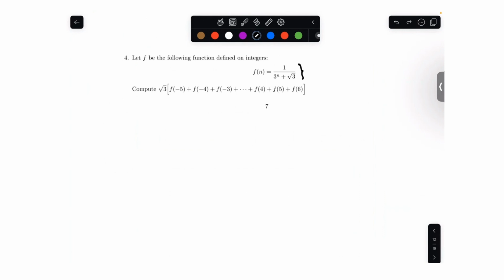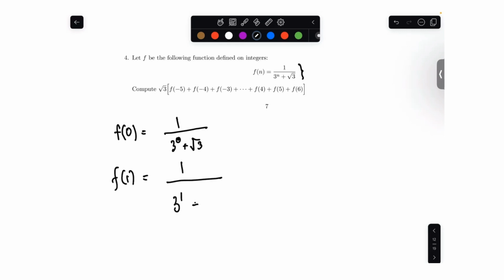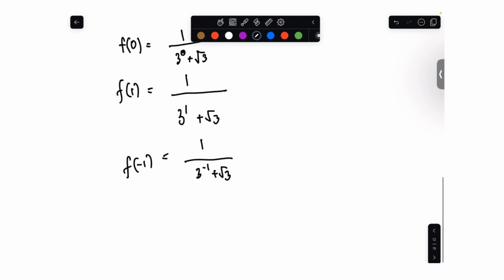So let's do this. Let's try to calculate a few of them, the easiest one. So f of 1, and let's see if there is any pattern or not. So f of 0, let's say. So f of 0 is, you can see, 1 by 3 to the power 0 plus root 3. Sounds good. F of 1 is, so the goal is to find any pattern, okay? 3 to the power 1 plus root 3. f of -1 is 1 by 3 to the power -1 plus root 3. So let's calculate this and let's see if we can find any pattern.